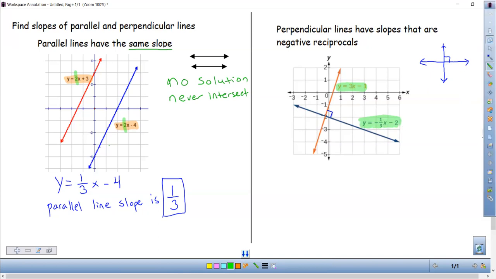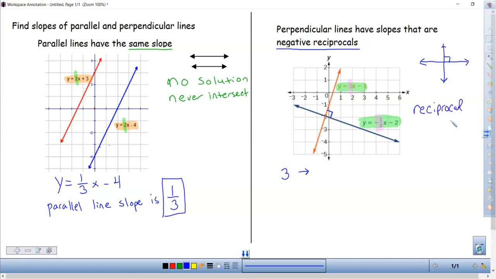Now, how did they get these different slopes? You see the slopes here? The slope is 3 here and negative 1/3 here. Well, perpendicular lines have slopes that are negative reciprocals. That means if you have 3 as your slope, you're going to change it to a reciprocal. Reciprocal is just a fancy word to flip upside down. It's actually easier to do with a fraction.